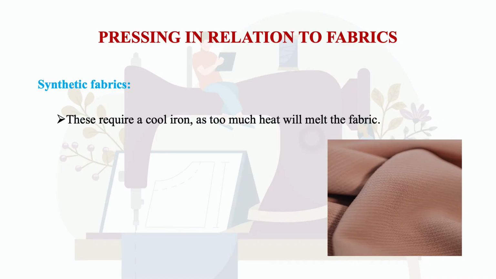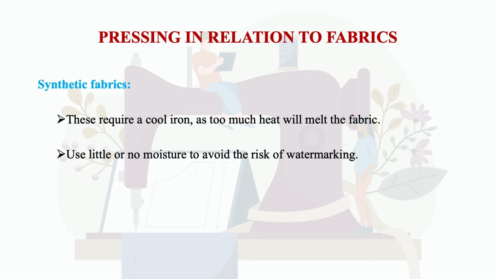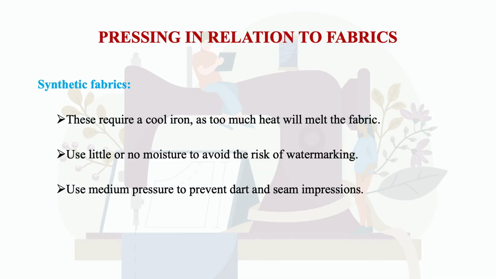Then for synthetic fabrics, these require a cool iron as too much heat will melt the fabric, and we can use a little or no moisture to avoid the risk of watermarking. As this synthetic fiber is made of chemicals, it may get watermarks very easily. And use medium pressure to prevent dart or seam impression. If we use more pressure than required, it may leave the mark of any dart or seam on the other fabric we are using.